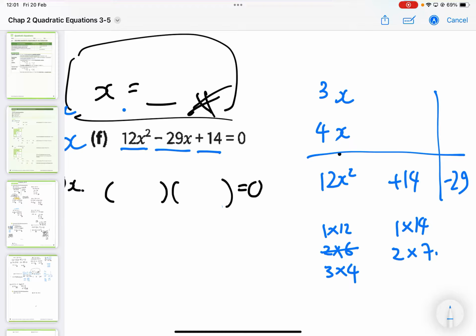Okay, 1 and 14. 14 multiply anything also too big. So probably not 1 and 14. So it's probably 2 and 7. Okay? Then I try 2 and 7. If I put 2 here, 2 times 4 is 8. 7 times 3, 21. 8 and 21, I can get my 29 already. So, 2, 7.